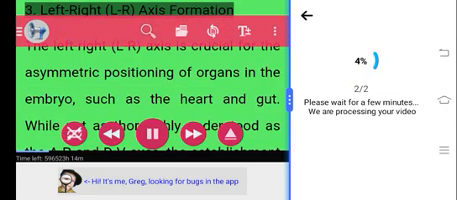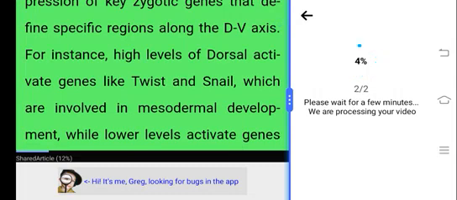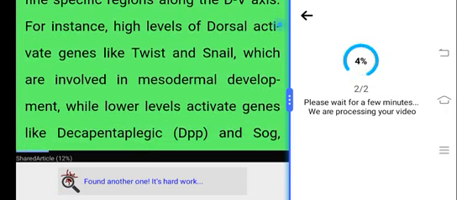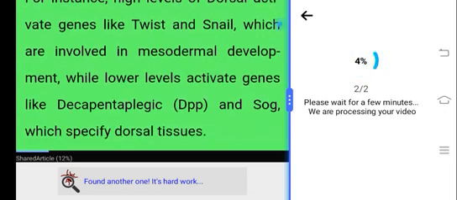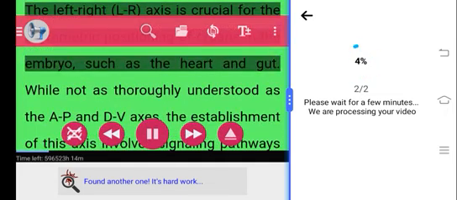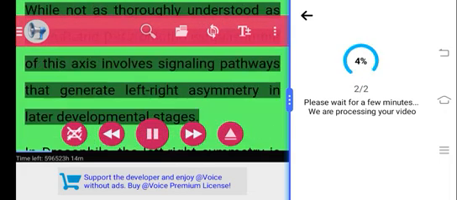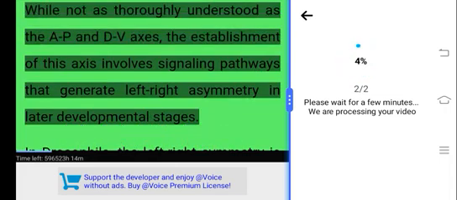3. Left-right (LR) axis formation. The left-right (LR) axis is crucial for the asymmetric positioning of organs in the embryo, such as the heart and gut. While not as thoroughly understood as the AP and DV axes, the establishment of this axis involves signaling pathways that generate left-right asymmetry in later developmental stages.